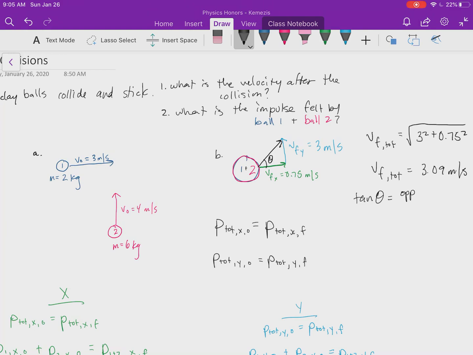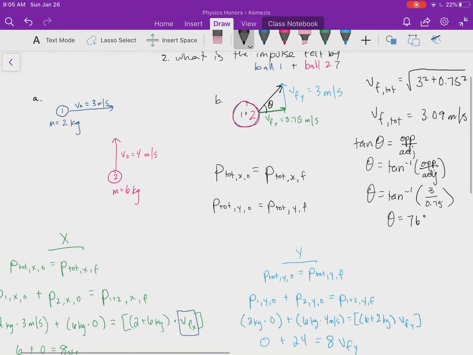And we're going to use tangent of the angle is equal to opposite over adjacent. And we're looking for theta. So we need to do inverse tangent of opposite over adjacent, which gives us, opposite here is the 3 meters per second, and the 0.75 is the adjacent. So we're going to do inverse tangent of 3 divided by 0.75. And this gives us an angle of 75.96. So I'm just going to round that to 76 degrees.